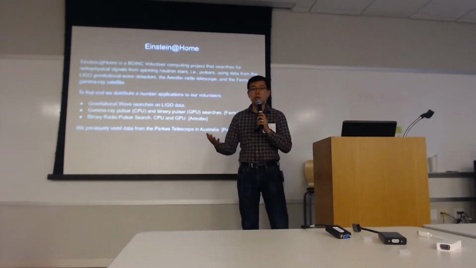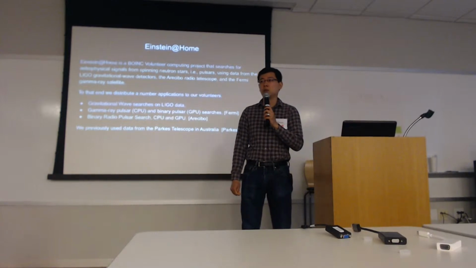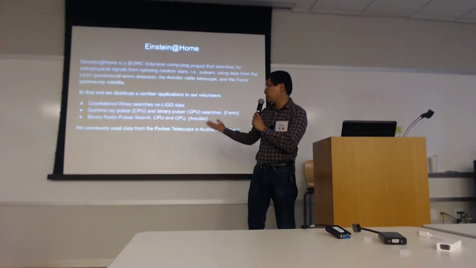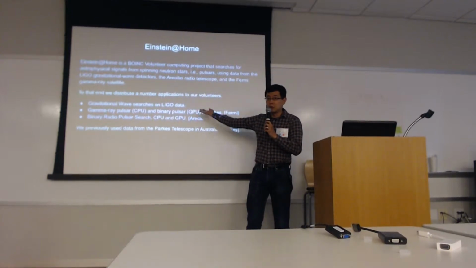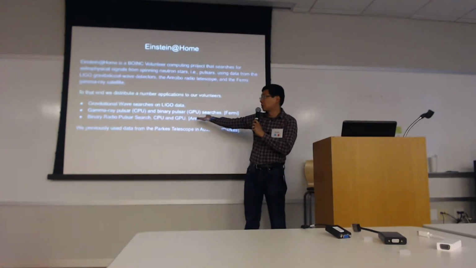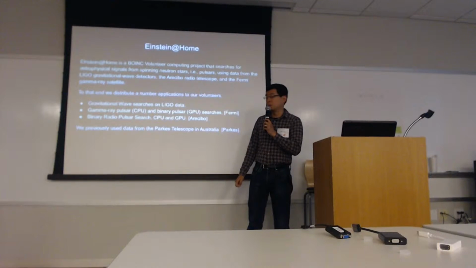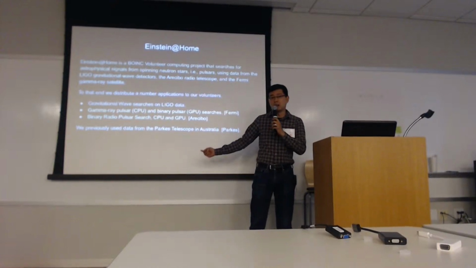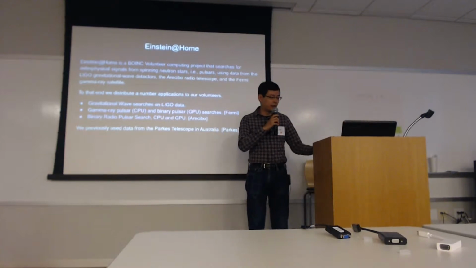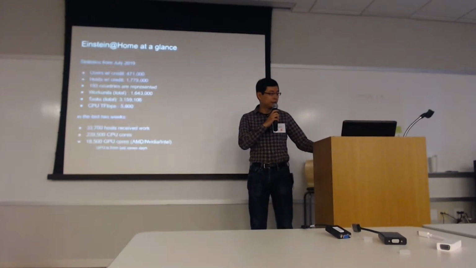To this end, we distribute a few different applications to our volunteers. Basically, there's a gravitational wave search, which is based on the LIGO data, and then a number of pulsar searches, which right now are mostly based on the Fermi and Arecibo data sets. The Parkes data set has already been crunched, if you will, but we'll talk about it in brief.